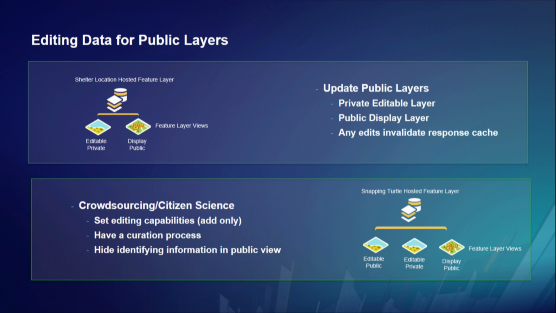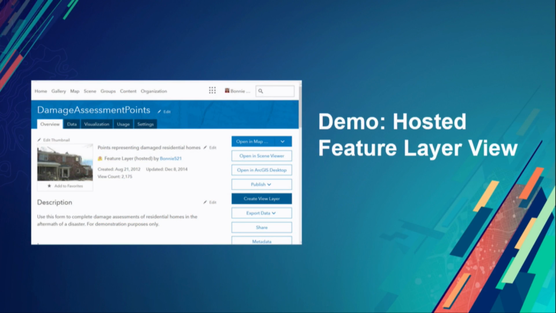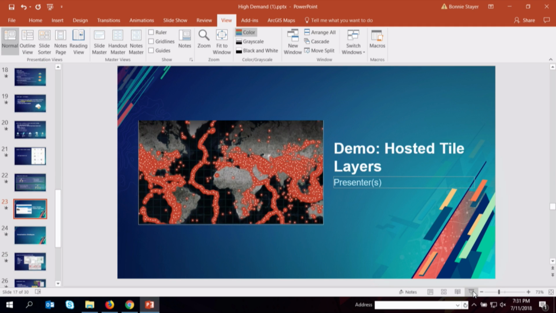The second scenario that we'll walk through is looking at the instance where you might have a crowdsourcing or citizen science application. In this case, you're trying to let the public submit data to you. So you do need an editable version of the layer that is public facing, but it's probably a good idea to have an internal version that you can also edit in order to review or curate the data that's coming in. And then you might have a final public display version showing the data that's been reviewed by your internal employees. So we're going to walk through a couple scenarios actually, to set up these hosted layer views.